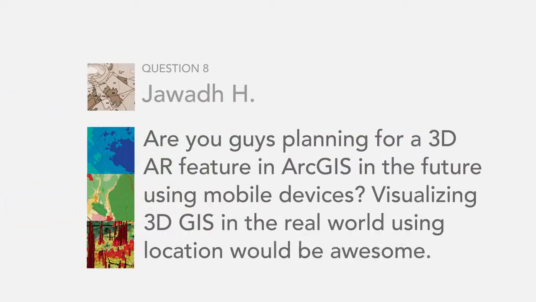This question comes from Jawad. Are you guys planning for a 3D augmented reality feature in ArcGIS in the future using mobile devices? Visualizing 3D GIS in the real world using locations would be awesome. This is fantastic. The good news is that the Runtime API already has support for this. You can access the sensors on your devices. You can find out where the device is and where it's pointing. You can use that information to put together some smart text or other items that would go on top of the screen, and then just place it there.